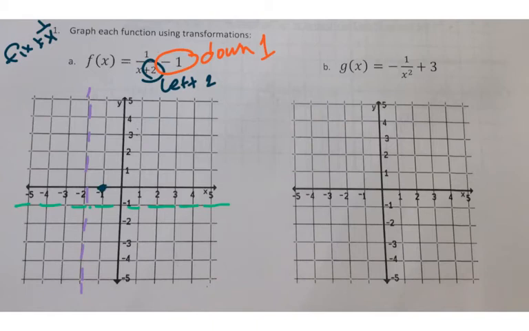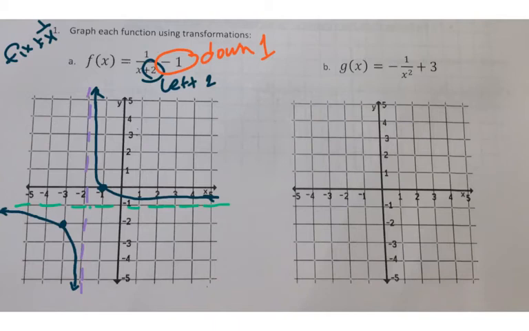And then we had -1. We're just going to shift left 2 and down 1. So we get these kind of anchor points. And then we know, okay, well, this is going to come really close but never touch, and really close but never touch. This is going to come really close but never touch. Really close but never touch. Boom. Okay, so that is our shift there.